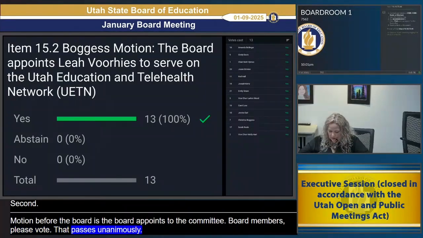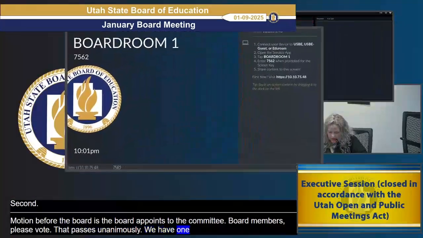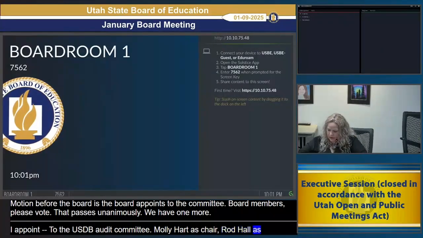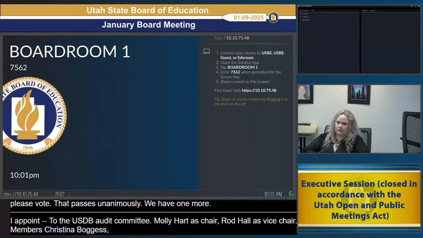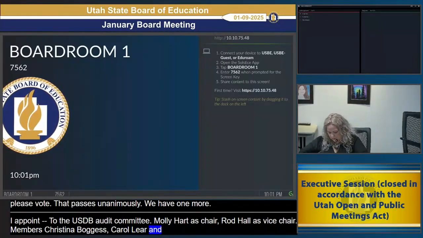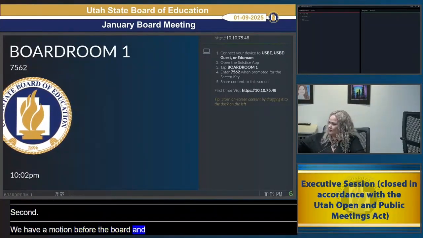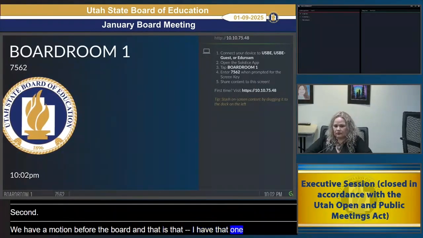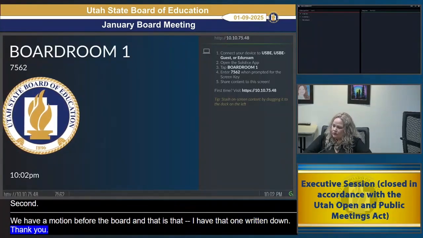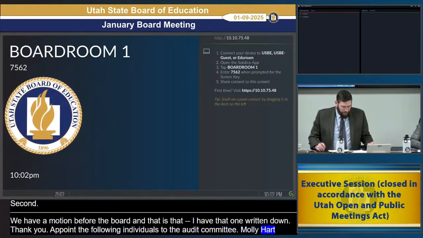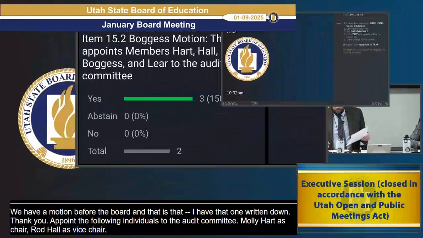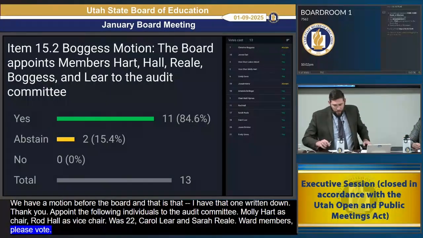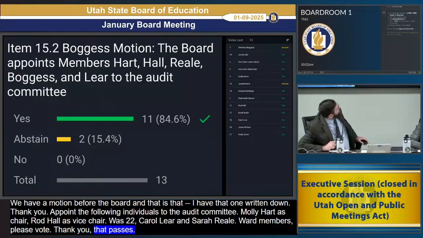I move that the board appoint the following individuals to the USBE Audit Committee: Molly Hart as chair, Rod Hall as vice chair, members Christina Bogus, Carol Lear, and Sarah Reel. We have a motion before the board that the board appoint the following individuals to the audit committee. Board members, please vote. That passes. 11 yeses, 2 abstentions, coming from Member Bogus and Member Carey.